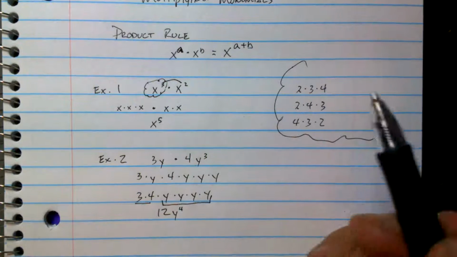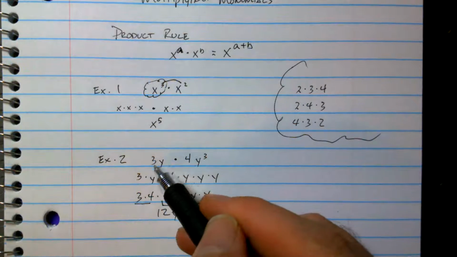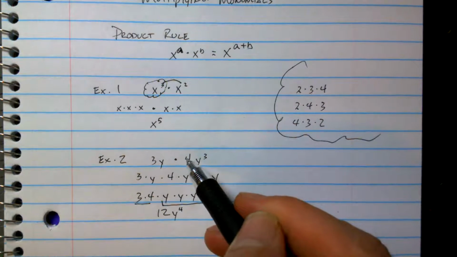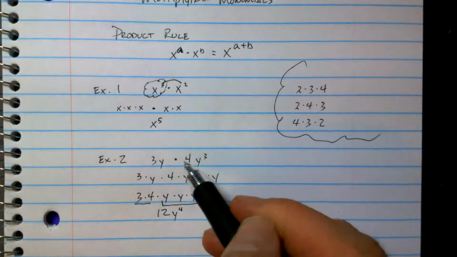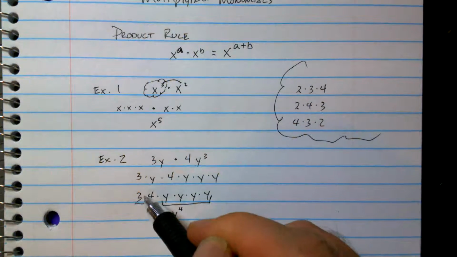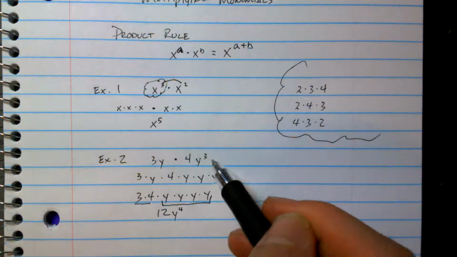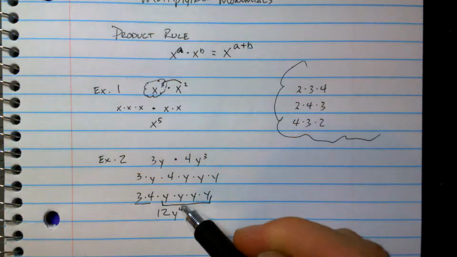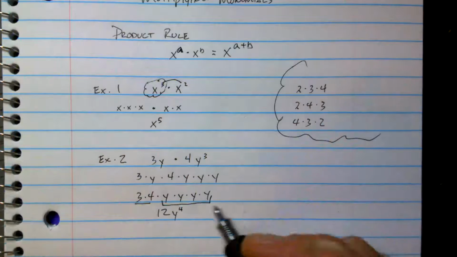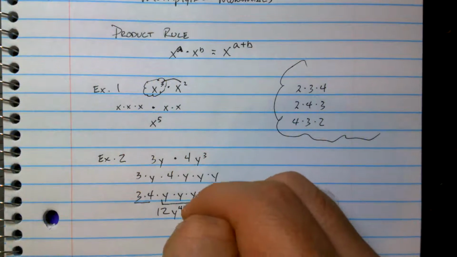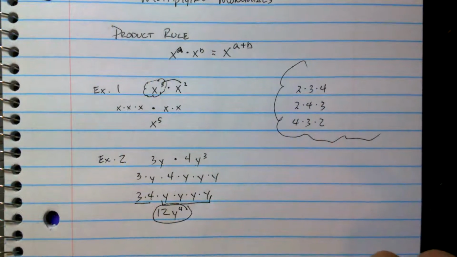Well, what happened? If you look at the pattern here, we multiplied the 3 and the 4 because they are the coefficients. They are the whole numbers that are going to work together to go up front. The variables then, y and y to the third, get added together. Okay, so there you have it. There's your answer for that one, 12y to the fourth.